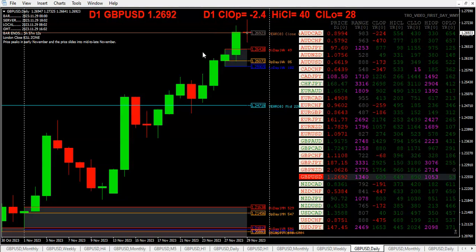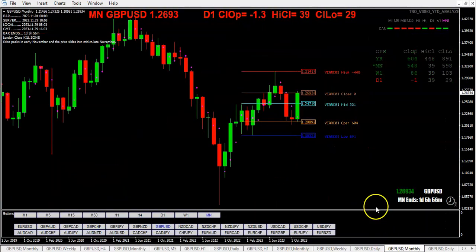And it looks like we're turning this candle red right now by 3 pips. We're below the daily open here, which was 26.94.7 on my chart. And we look at the year, we crossed that yearly midpoint there at 24.7, let's call it 24.72. We are 605 pips above the yearly open, 448 off the high, 892 off the low.